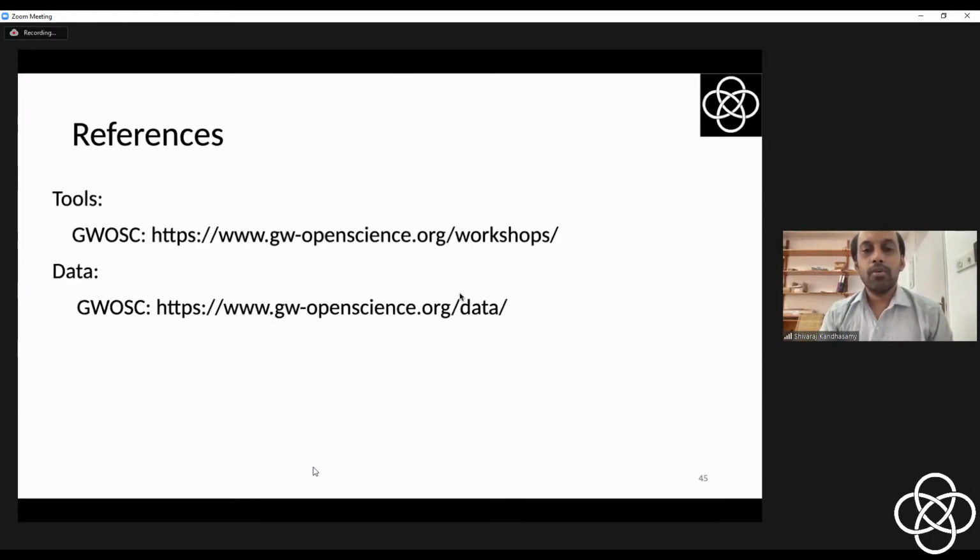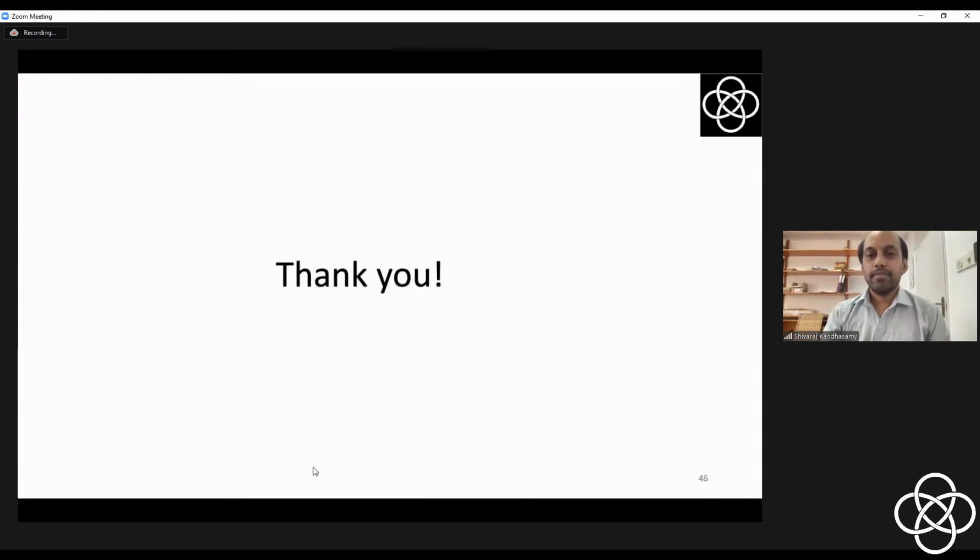If you want to look at some of these things in more detail, like how the analysis is done in LIGO and the LIGO data, you can go to gravitationalwaveopenscience.org. There are workshops and tutorials available, and data is also available, so you can go and look at them yourself. Thank you. I think we are at the end of the time, but I can take a few questions.